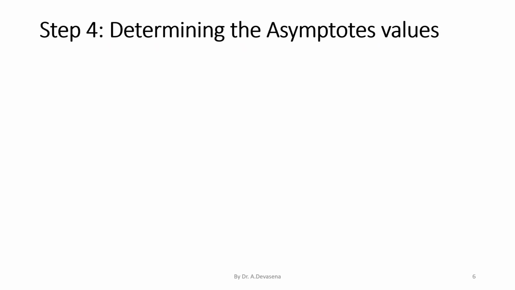Now we are going to determine the asymptote values. The formula for the number of asymptotes is n suffix a is equal to P minus Z. Here we have 4 poles and 0 zeros. Therefore, the number of asymptotes is 4.